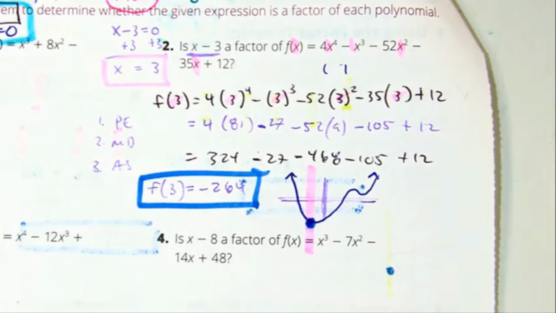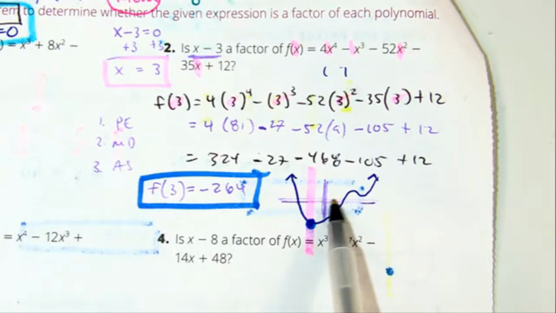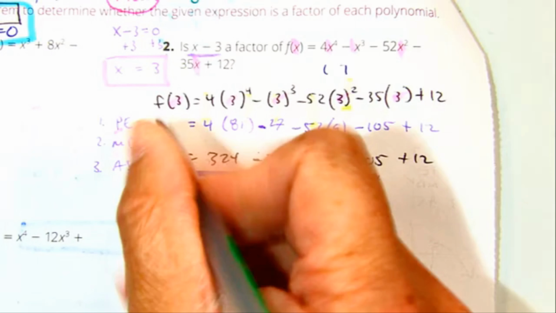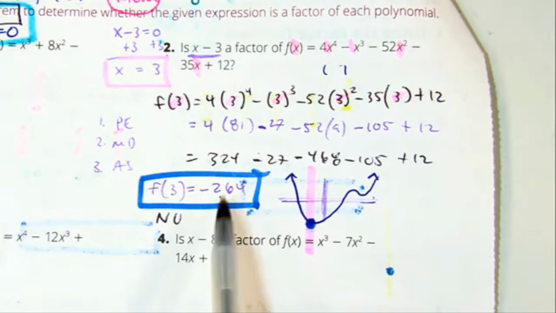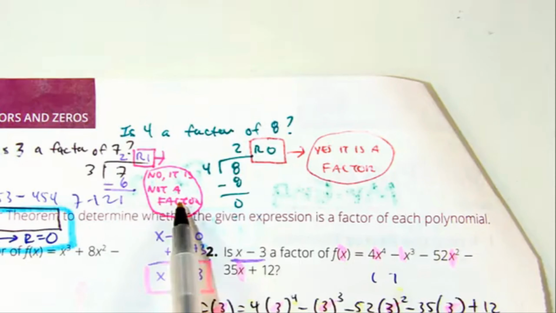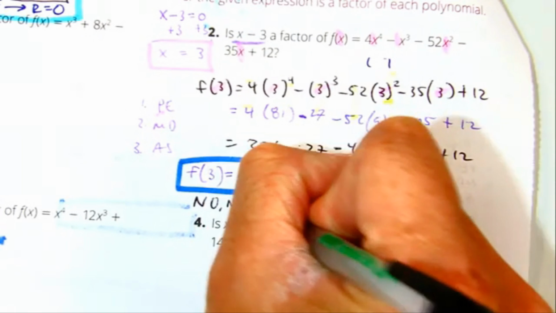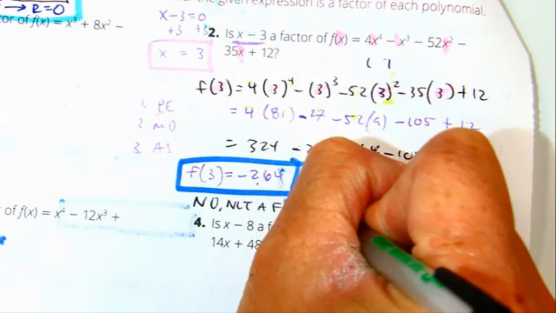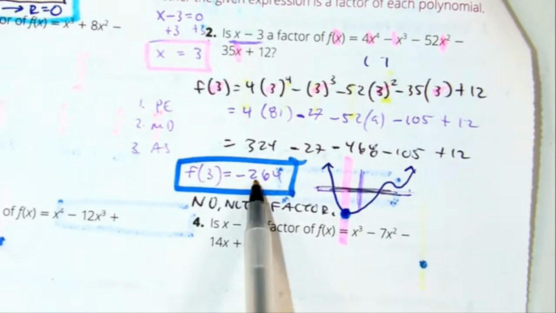Class, does that cross the x-axis? Yes or no? No. Class, is this number equal to 0? No. So if it's equal to a different number, it's what? Not a factor. So there are 2 ways to explain why the answer is not a factor. It doesn't cross the x-axis, and this number is not equal to 0.